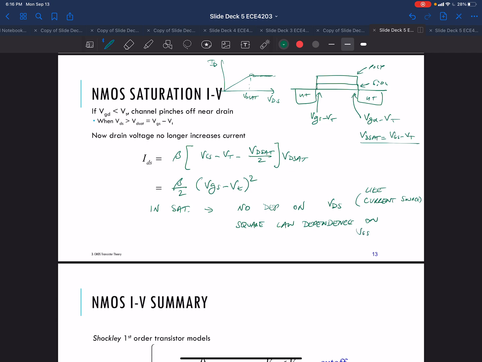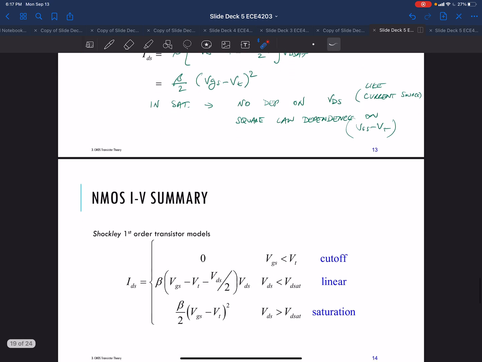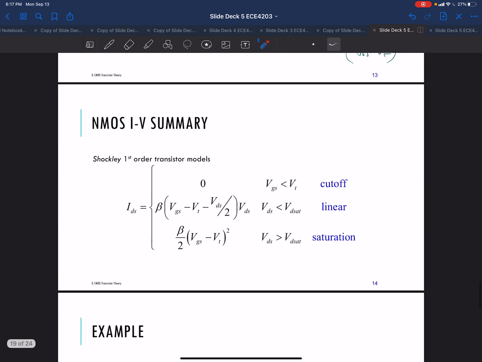So there's a very, very strong dependence on the VGS minus VT value as you increase the gate source voltage. Once the gate source voltage gets past the threshold voltage, you're increasing your IDS current very rapidly with increasing VGS. If VGS minus VT doubles, you'll get 4 times the current, and so on. So you get much higher values.